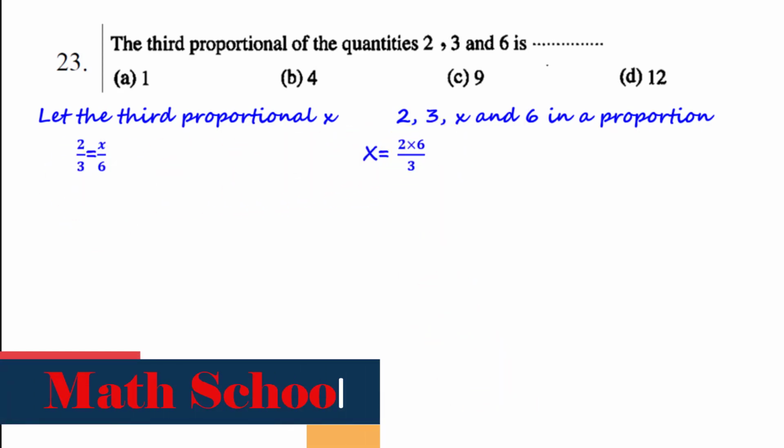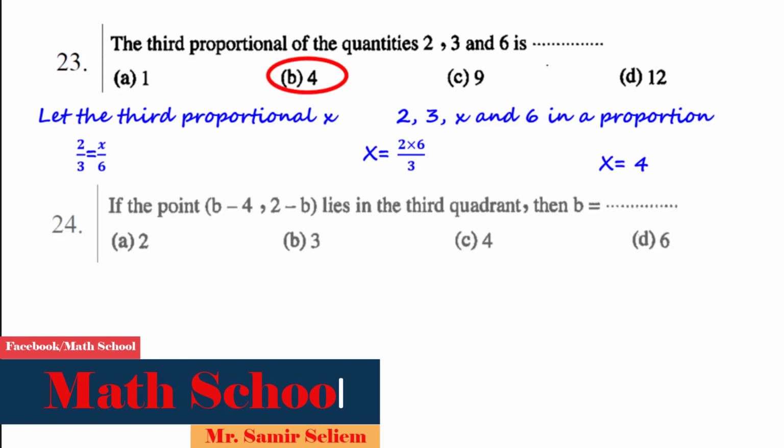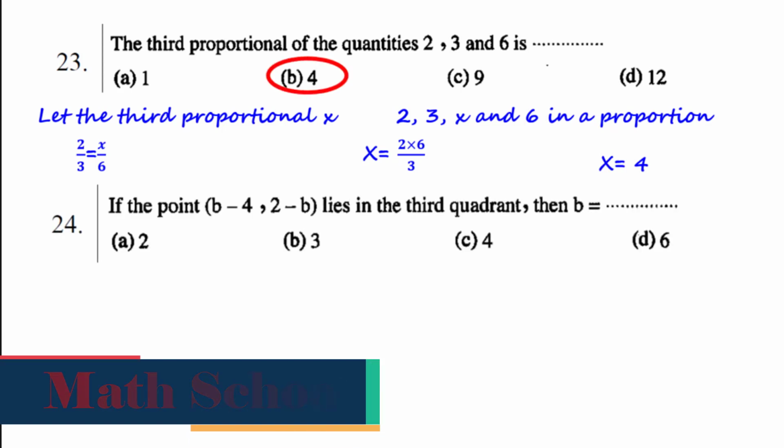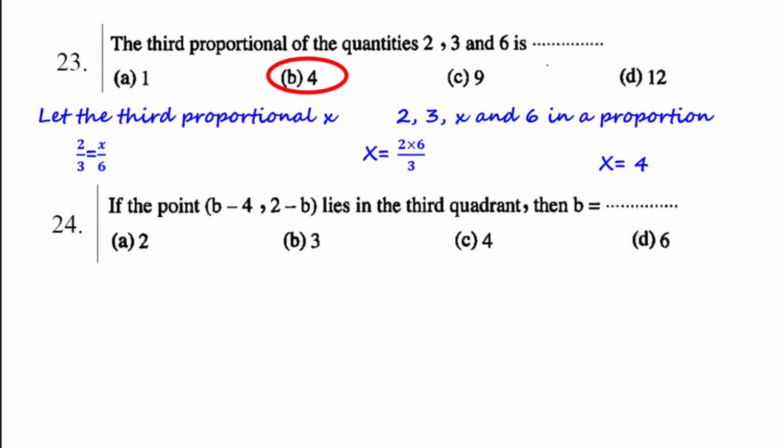12 divided by 3 equals 4. Now here the third proportional is 4. Number 24, if the point (b minus 4, 2 minus b) lies in the third quadrant, then b equals what?